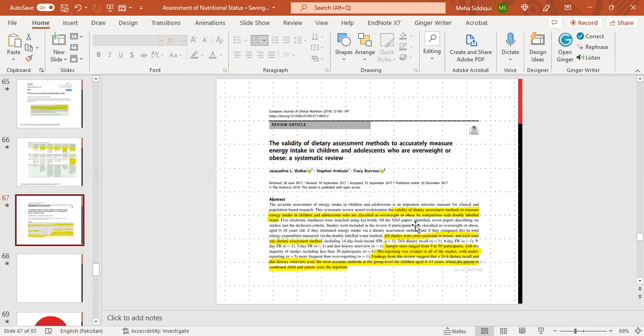According to it, its main aim was to determine the validity of dietary assessment methods to measure energy intake in children and adolescents who are classified as overweight or obese. And according to it, findings of this review suggest that a 24-hour dietary recall and diet history interview were the most accurate methods at the group level for children aged 4 to 14 years, where the parent or combined child and parents were the reporters.